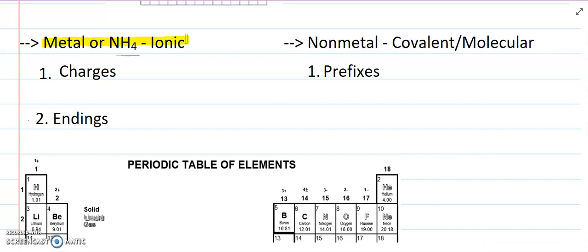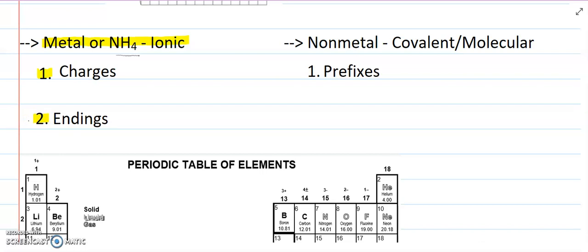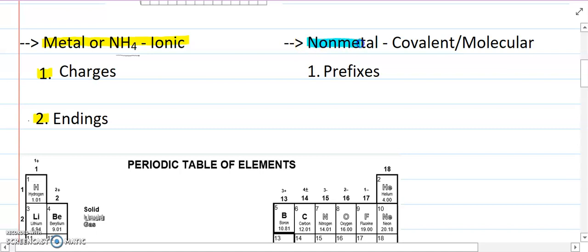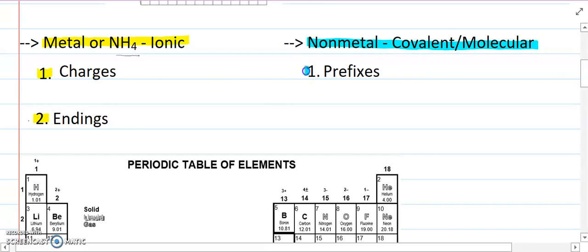If I'm naming an ionic compound, I need to pay attention to my charges and I need to pay attention to my endings. And we'll talk more about that below. If I have a nonmetal, that means it is either going to be a covalent or molecular. Both words are used interchangeably and they follow the same set of rules because they're the same compounds. If I'm naming covalent compounds, then I need to be familiar with common prefixes. And again, we'll take a look at that.